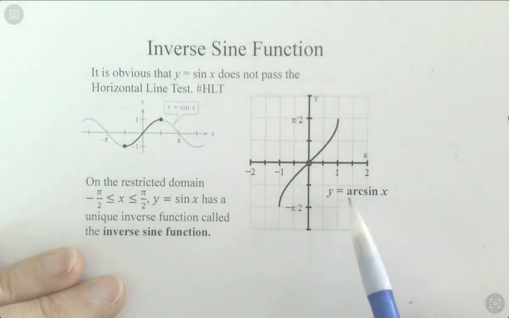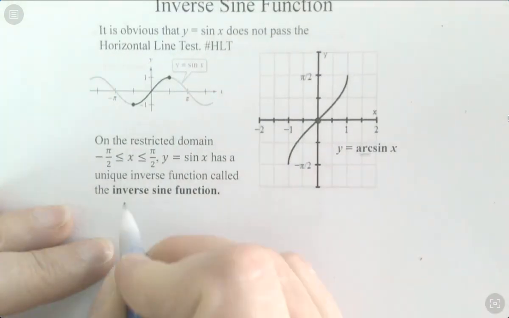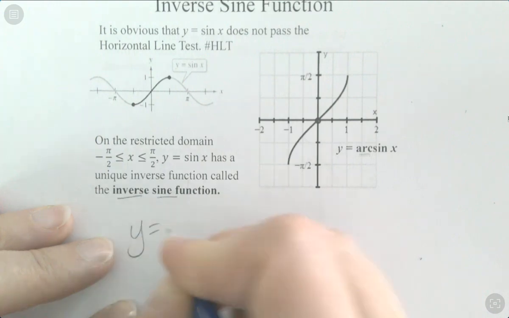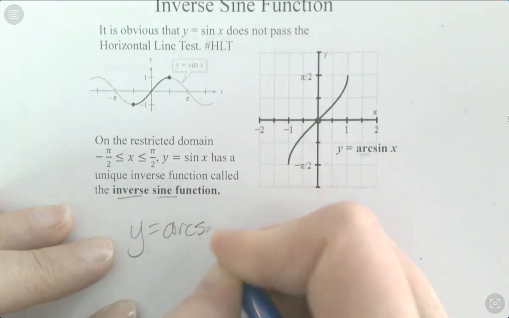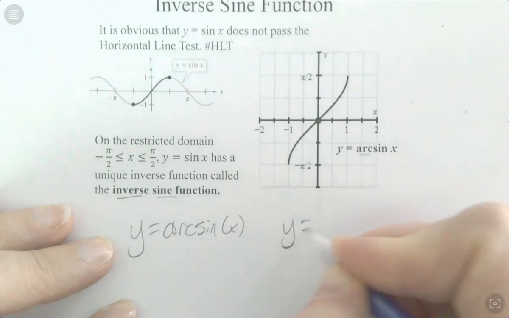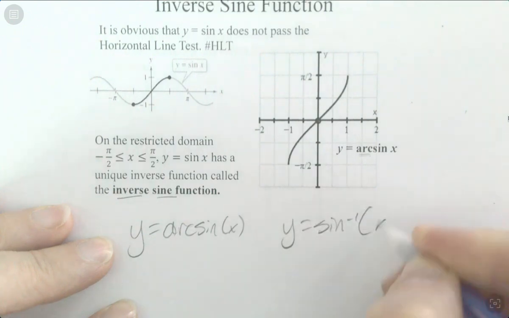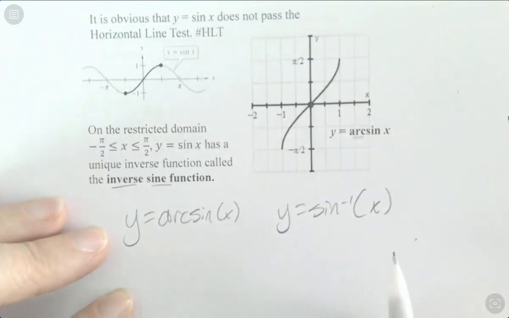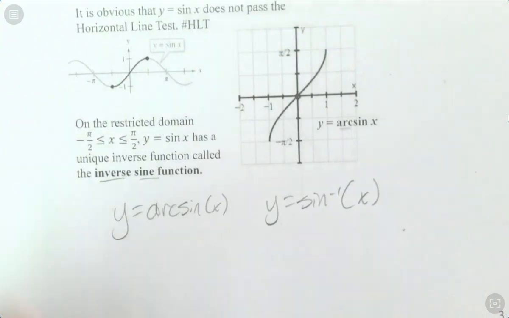You'll notice we've got some new notation here, the word arc. This is basically the same thing as the inverse sine function. You can either call it the arc sine of x, or you can call it the inverse sine of x. These are equivalent expressions. I want to write that down.